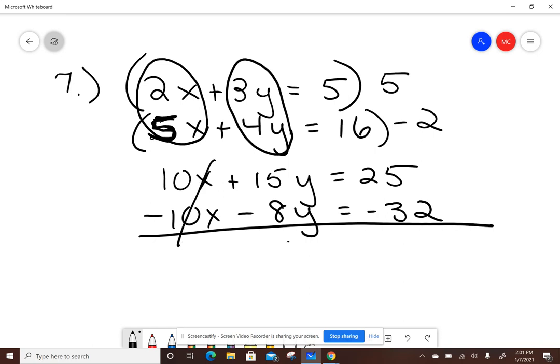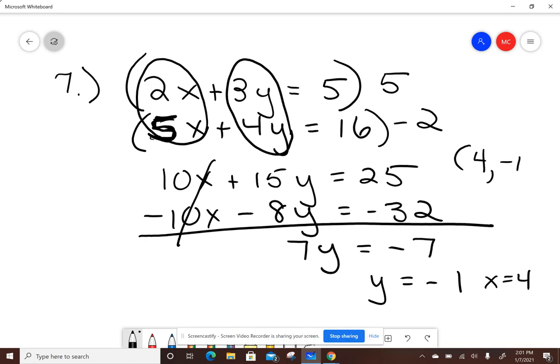I eliminate the x's, and I get 7y equals negative 7, y equals negative 1. Okay? And when I substitute back for x, I get x equals 4. So I know my answer is 4 comma negative 1.